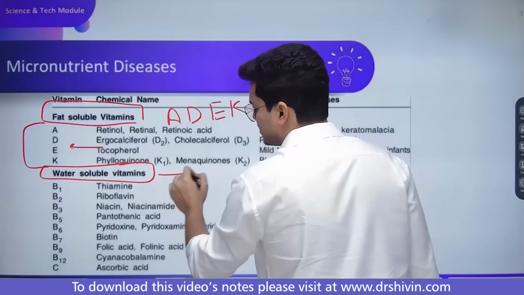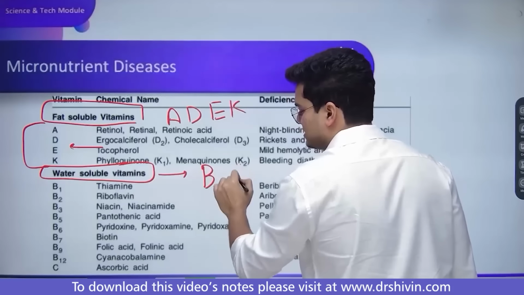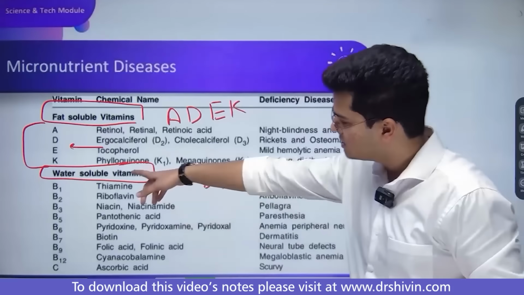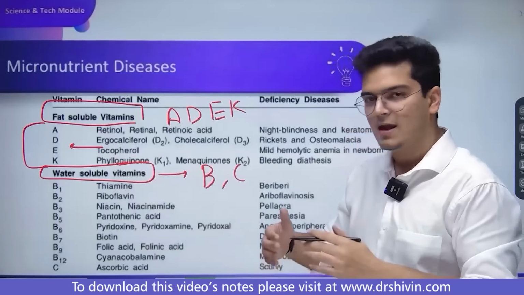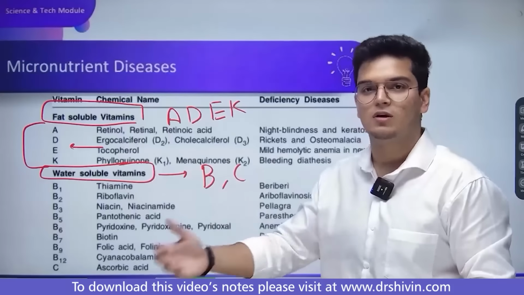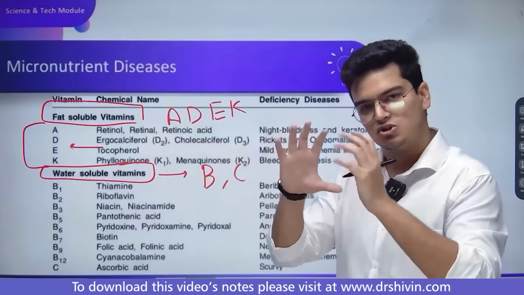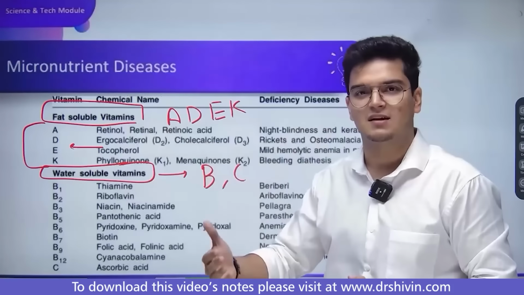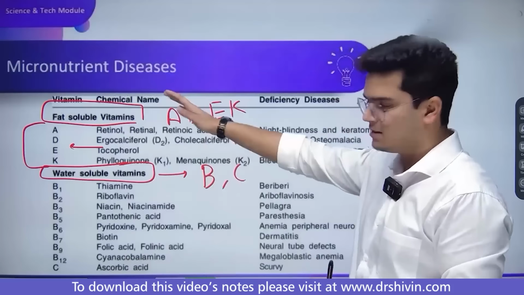Water soluble vitamins are of two types, vitamin B and vitamin C. Okay, what does water soluble mean? That you will be able to excrete them through the urine. Fat soluble will get stored in your fat and they will not be excreted through urine, right? This is the main difference.